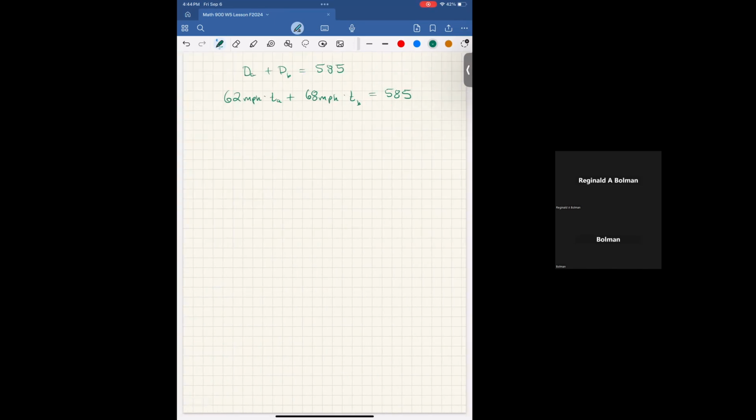So we don't need to have a tA and tB. We can just say that 62 miles per hour times t plus 68 miles per hour times t should at some point be 585. And so now I hope everybody can see that we can, in fact, solve this problem, so long as we assume that both cars are traveling over the same time interval. And so now we're going to go to the side of our page. We'll do 62 plus 68. 8 plus 2 is 10. Carry the 1. 1 plus 6 is 7. 7 plus 6 gives you 13. So we have 130 miles per hour times t is equal to 585 miles.